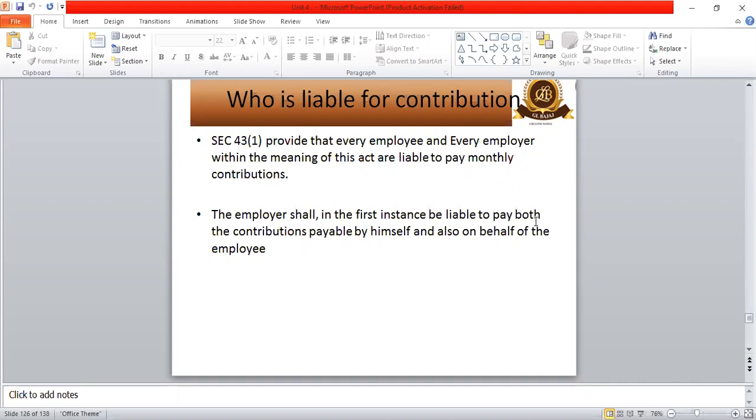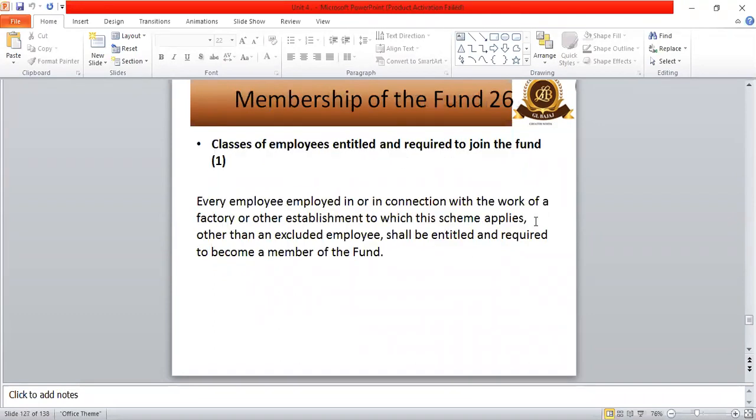But yes, later on the employer can take the amount back from the employee, charge him for the same amount which he has contributed on behalf of the employee, and then he can continue with the same. But in no month should the employee side or employer side contribution go blank to the EPFO. Membership of the fund, Section 26. So this comes under Section 26.